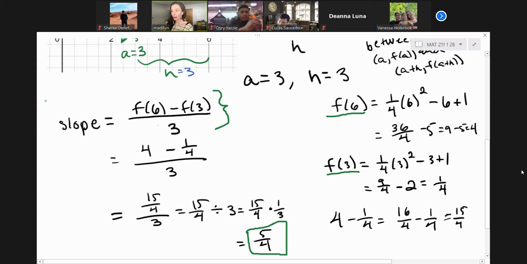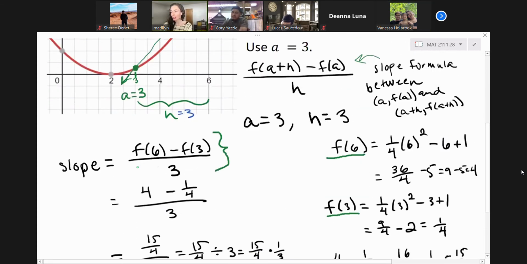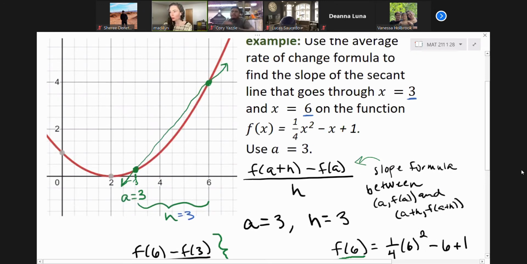So the goal here is to see that the concept of average rate of change graphically is the same as the slope between 2 points on a graph. So the average rate of change between these 2 points is the same as the slope of the line that goes through them. So the average rate of change is really just the slope formula between 2 points, whether it's on a graph or in the context of a dropping ball or anything.